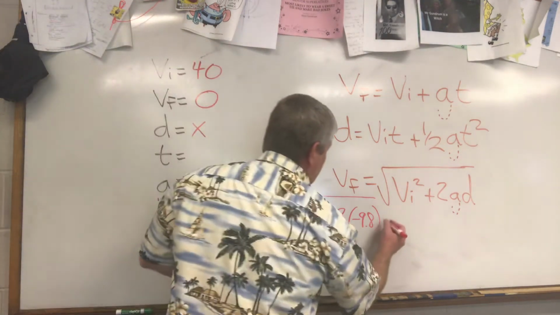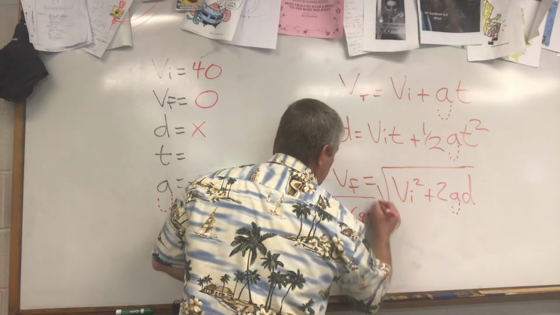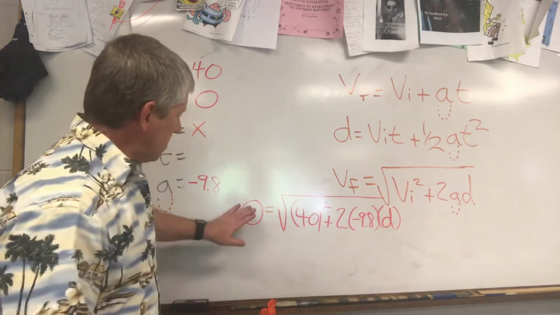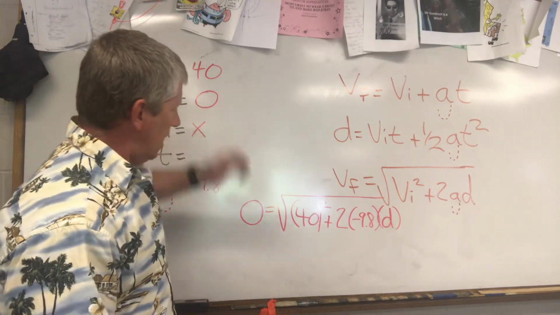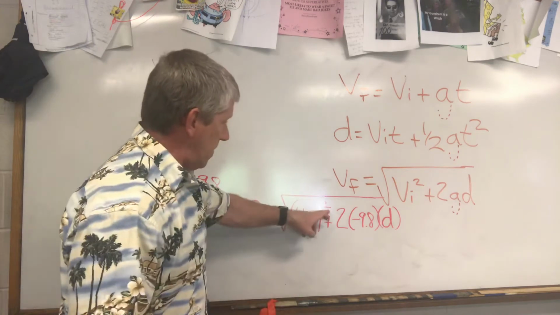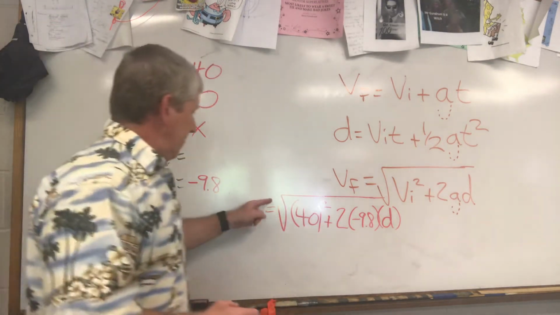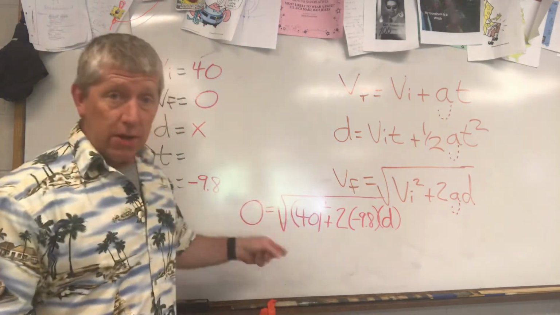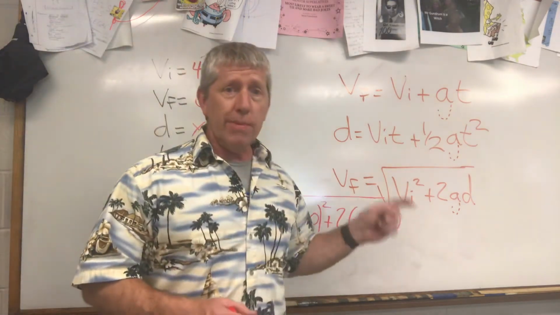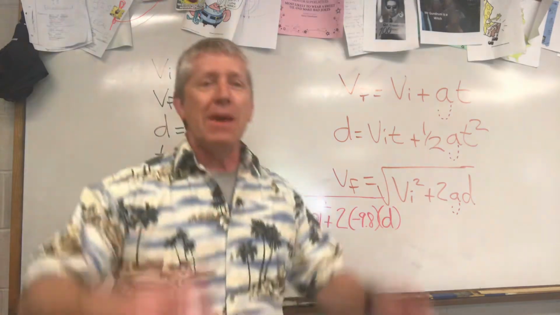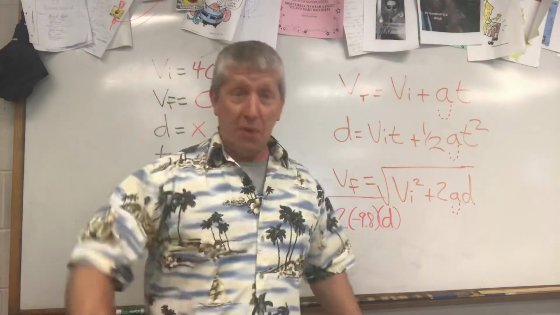Okay. Now, distance is unknown, so I plugged everything in. Final velocity goes up, stops. Threw it at 40, square it, plus 2 times negative 9.8 times d. Okay, how do you get rid of that square root? It's called a radical. How do you get rid of a radical? Put them in jail. That's how you get rid of a radical. Okay.